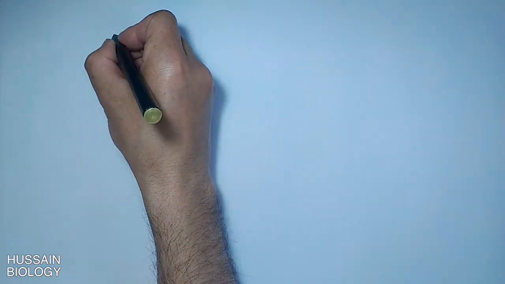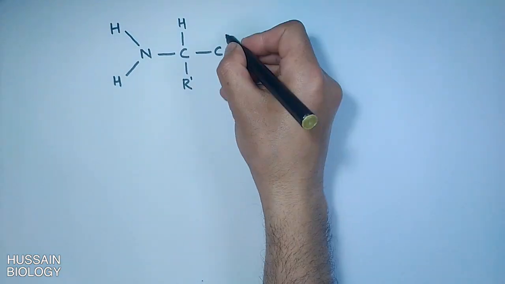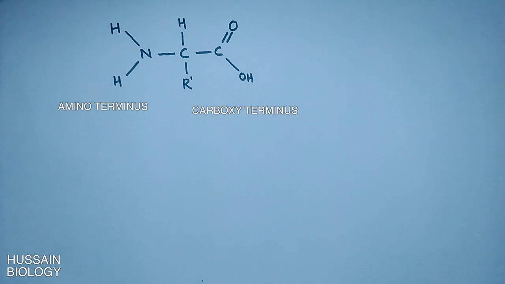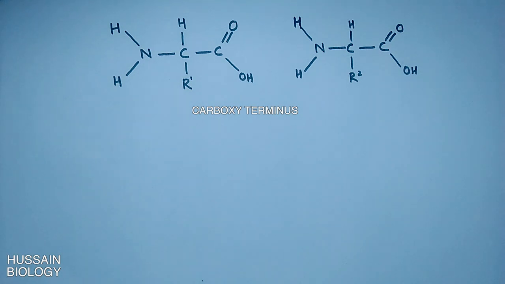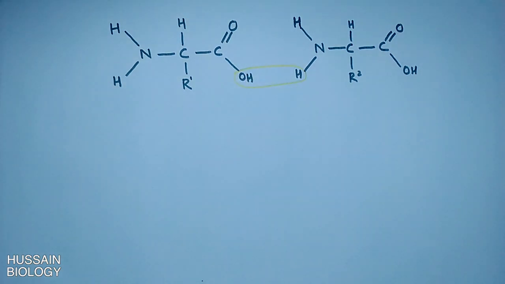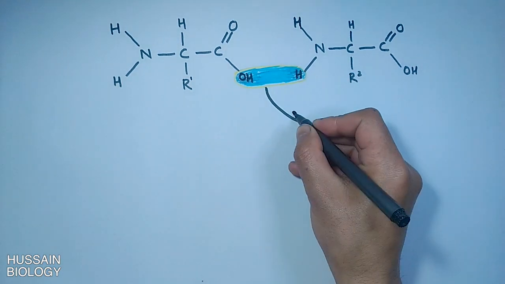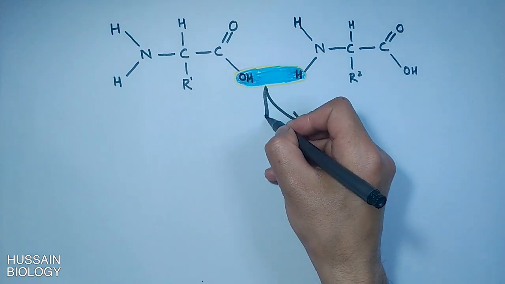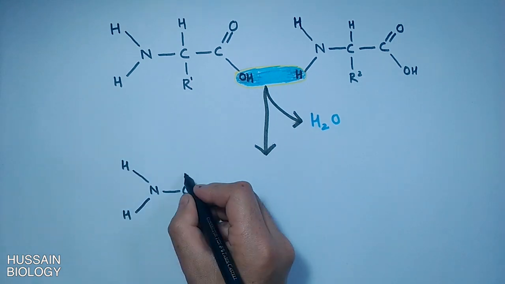Here in this diagram, we have the amino acid showing amino terminus and carboxy terminus. On the other hand, we have the same amino acid with the same structure having amino and carboxy terminus. To get the linkage between two amino acids, the carboxyl group from one amino acid reacts with the amino group of the other amino acid. Here we see one loses OH from its carboxyl group and the other loses a hydrogen atom from its amino group. This reaction produces a molecule of water and two amino acids are joined by a peptide bond.